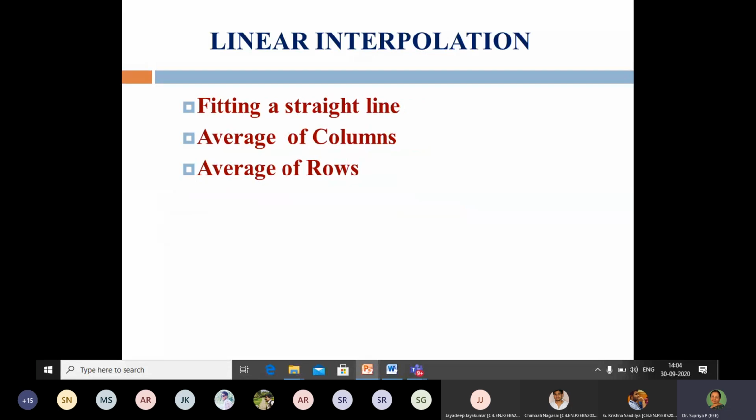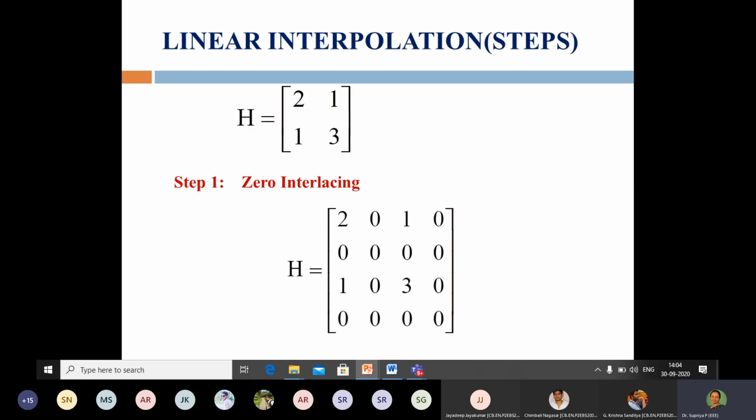What is this linear interpolation? It is equivalent to fitting a straight line. The term linear tells us that it is equivalent to fitting a straight line. And the first step is zero interpolation, next one is averaging of columns, and the last step is averaging of rows. Let us go on with an example to see how these things happen.